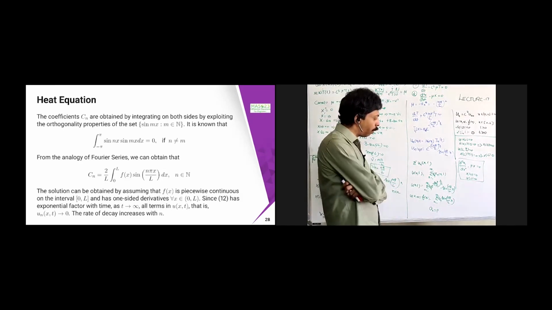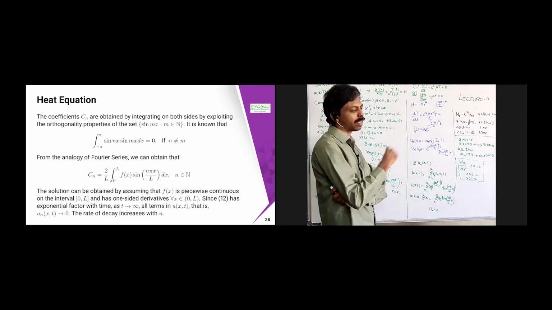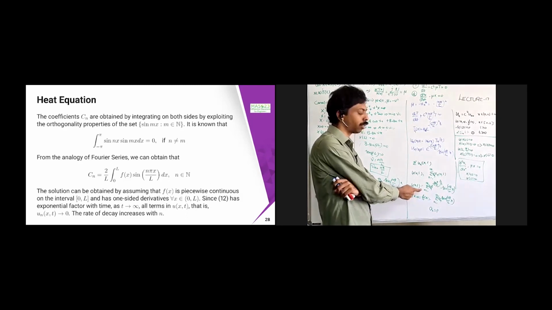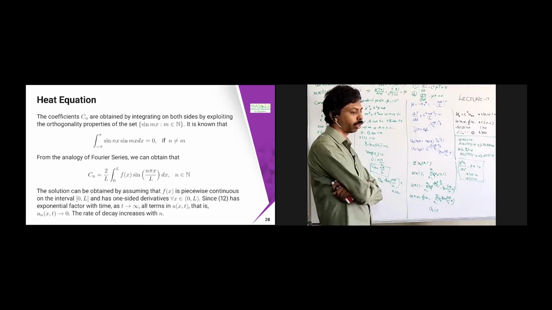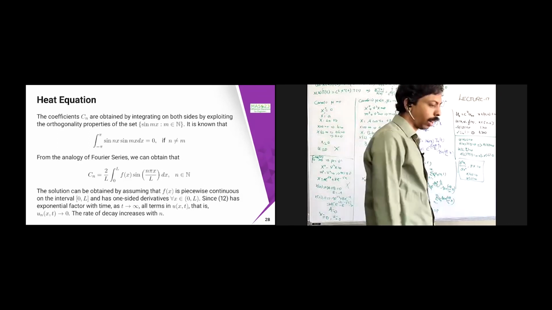Therefore, only when t tends to infinity is this going to vanish. Otherwise, at least some small amount of heat will always be there. So this becomes 0 only if t tends to infinity. This tells me the rate of decay increases with time.